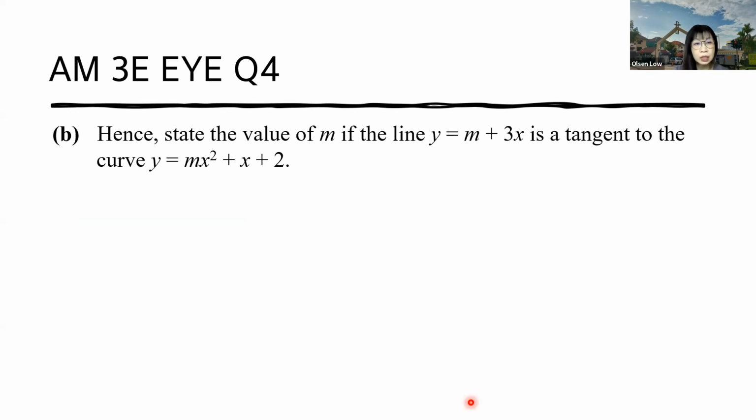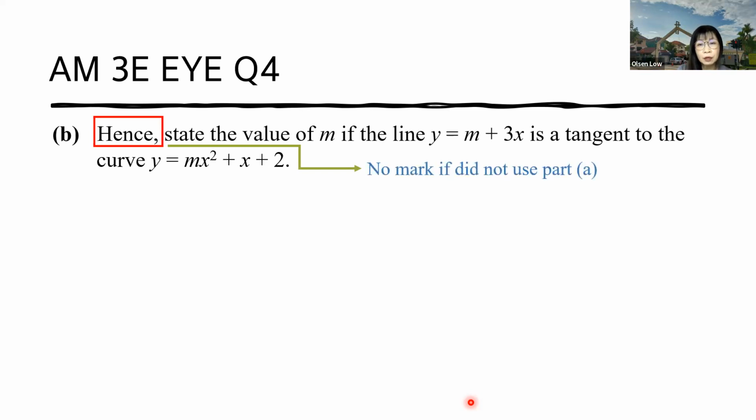In part B, we are supposed to use the result in part A to derive the answer for part B. The keyword that we are talking about here is the word hence. Once we see this word hence, you need to know that, as I mentioned earlier, the result has to be derived from the previous part A. So if you are not using part A, no marks will be given here. Given this situation, how can we present the answer? It's actually very simple.